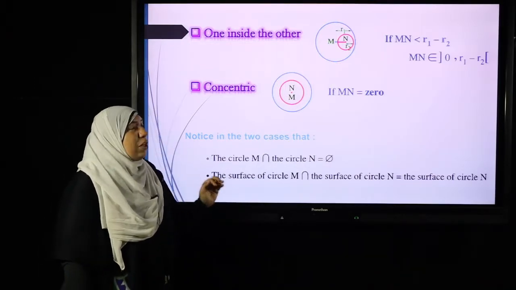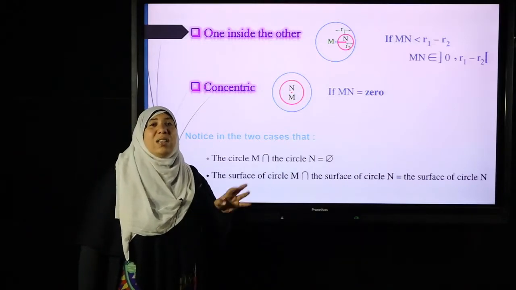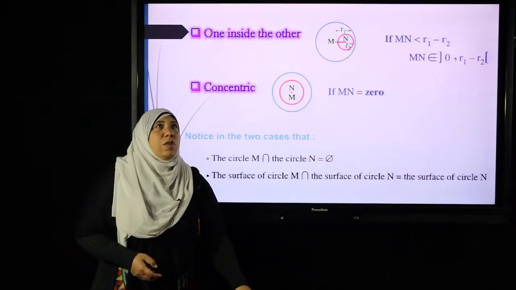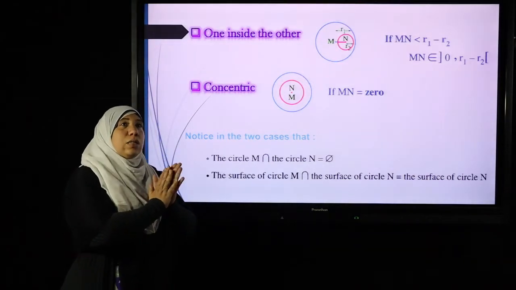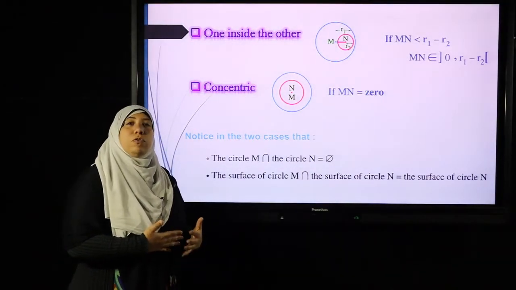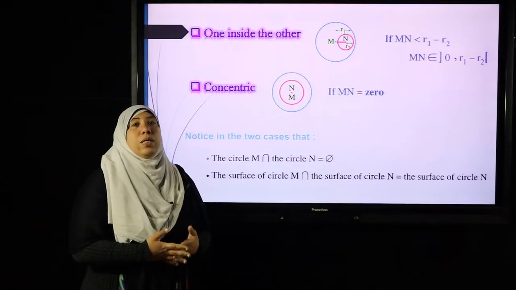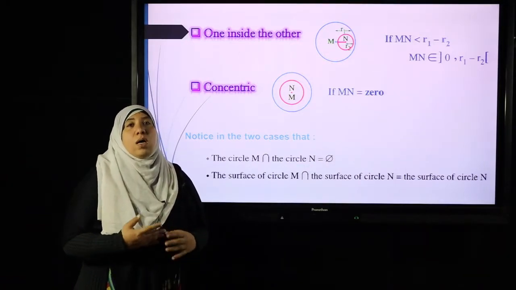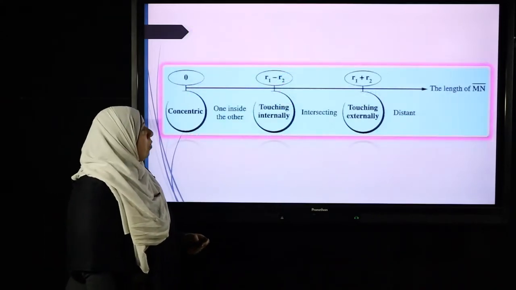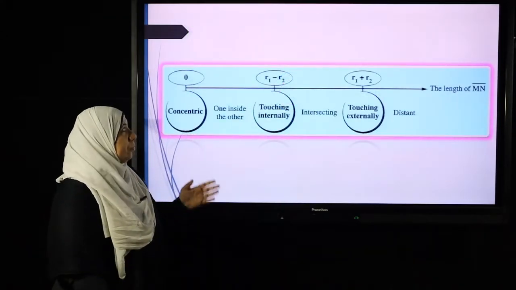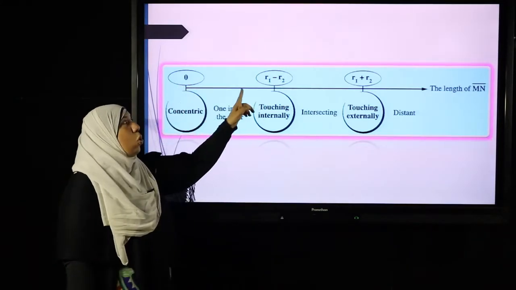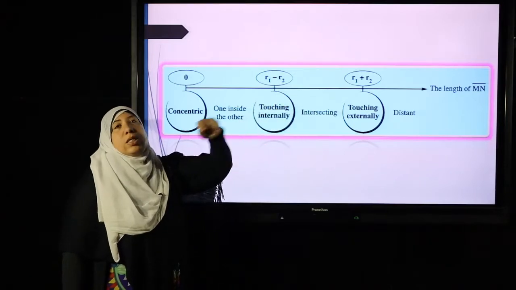Now, I have six positions defined by the difference or the sum of the two radii. Every time I can say that the distance is greater than the sum, or smaller than the difference, or equal to the sum, or equal to the difference. So the position here is defined by R1 minus R2 or R1 plus R2. Summary of this: what defines the position here? 0, the difference, or the sum.